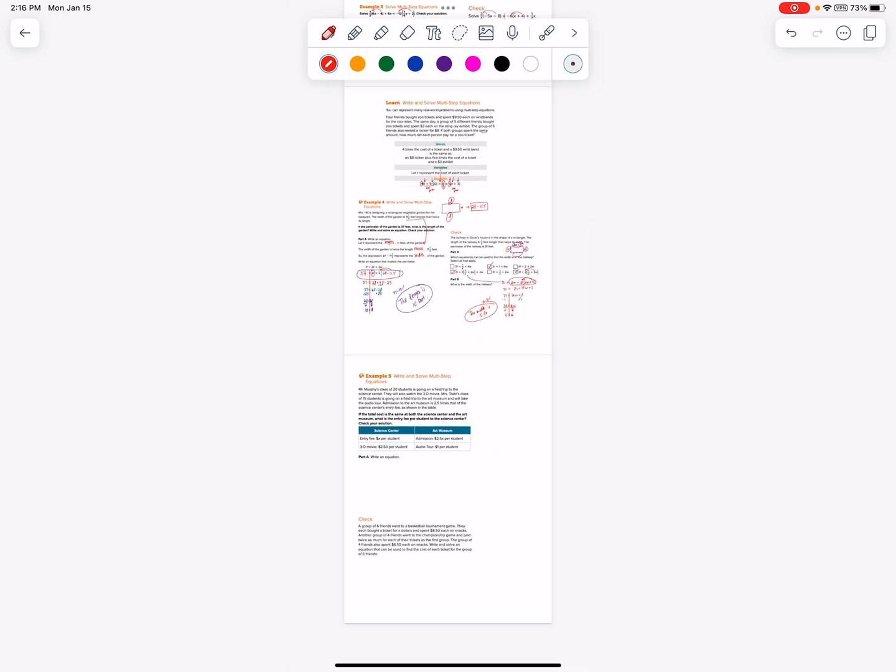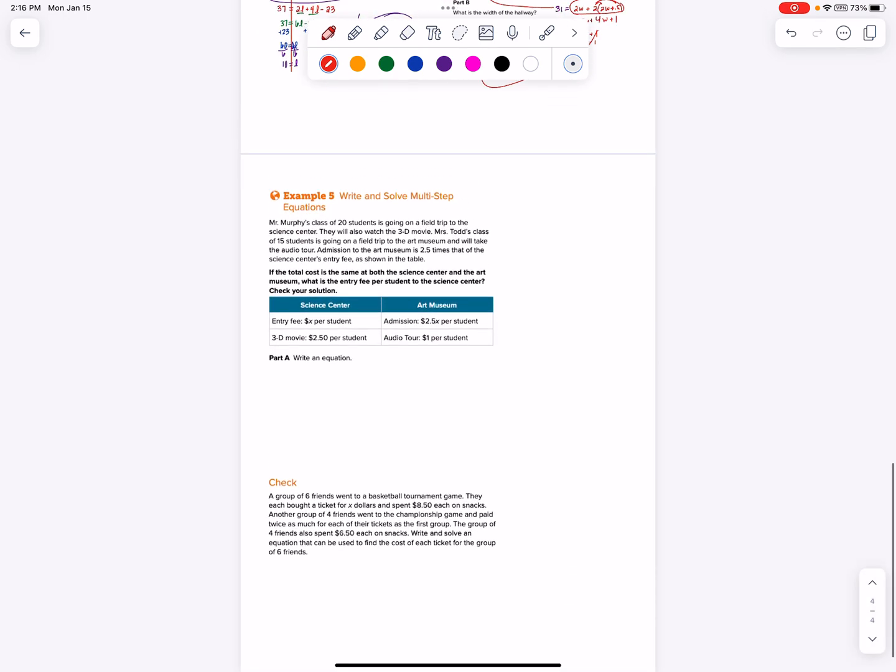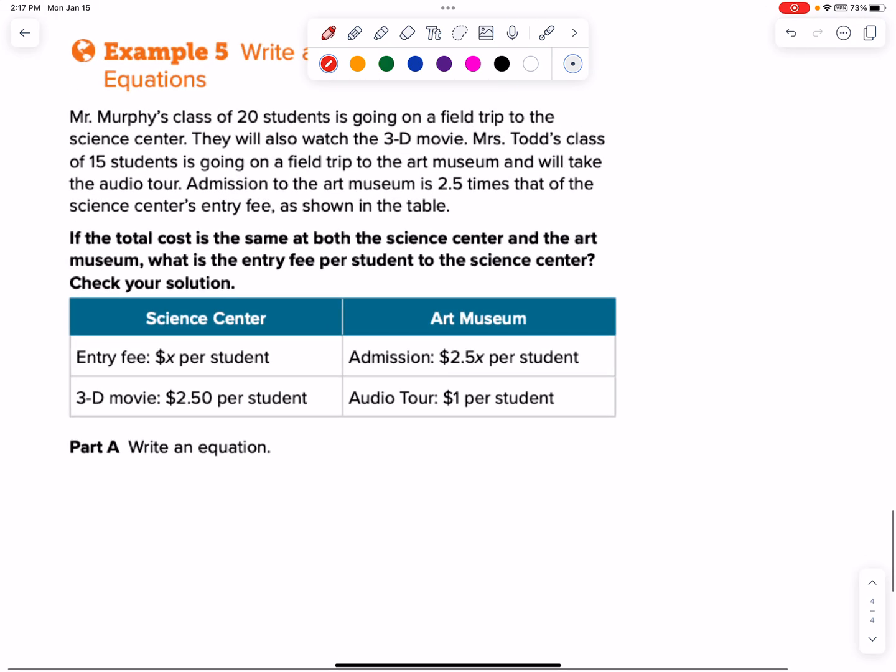Let's go ahead and take a look at example number 5. Mr. Murphy's class of 20 students is going on a field trip to the Science Center. They will also watch the 3D movie. Mrs. Todd's class of 15 students is going on a field trip to the Art Museum and will take the audio tour. Admission to the Art Museum is 2.5 times the Science Center's entry fee as shown on the table. The total cost is the same for both. What's the entry fee for students?